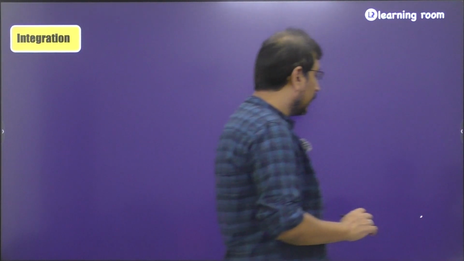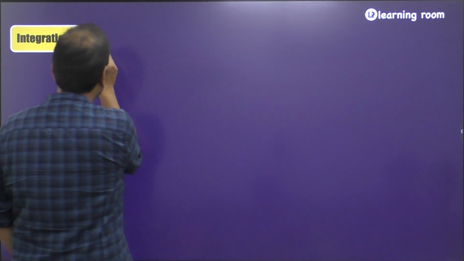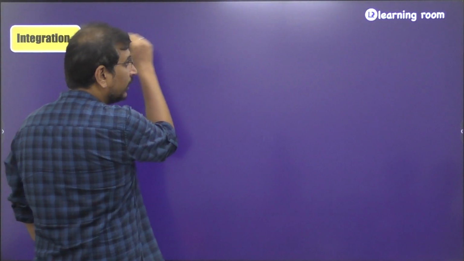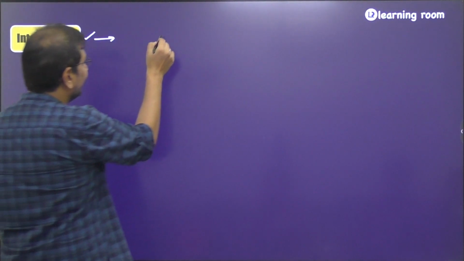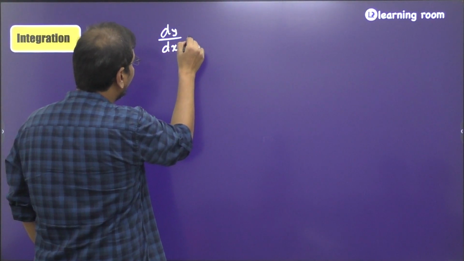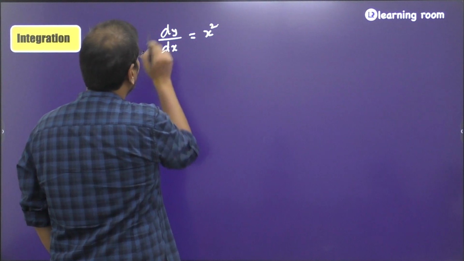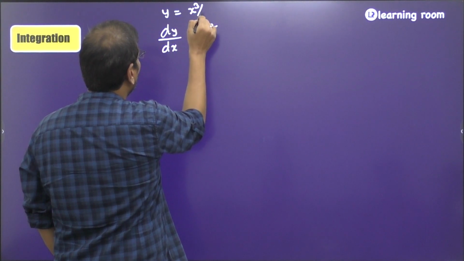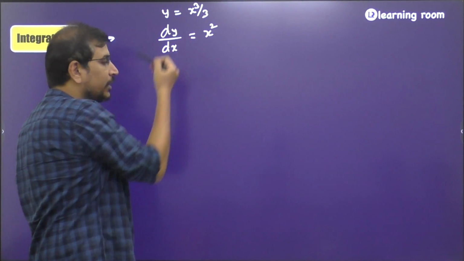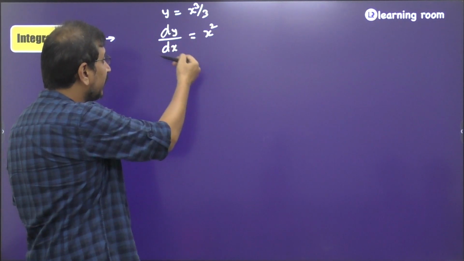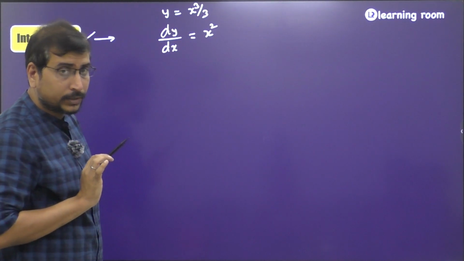Now, we'll go to the next concept, that is integration. So, integration is also the reverse process of differentiation, right? For example, if I have dy by dx is equal to x square, meaning let's say I have y is equal to x cube by 3. Had the function been y is equal to x cube by 3, differentiate this function and see, you will get dy by dx is equal to x square, because you will get 3x square by 3, 3 and 3 will get cancelled. It is x square, right?